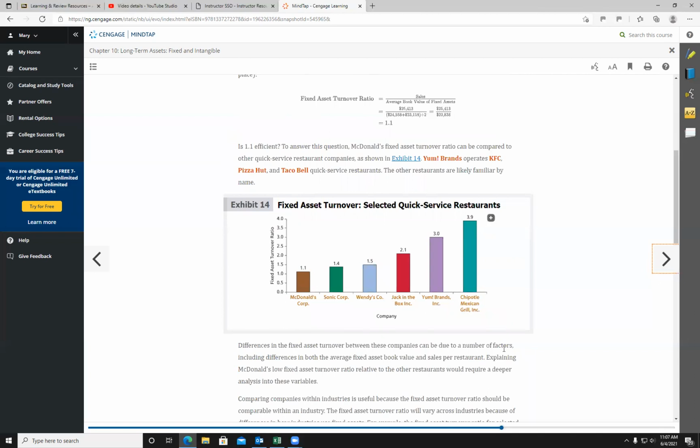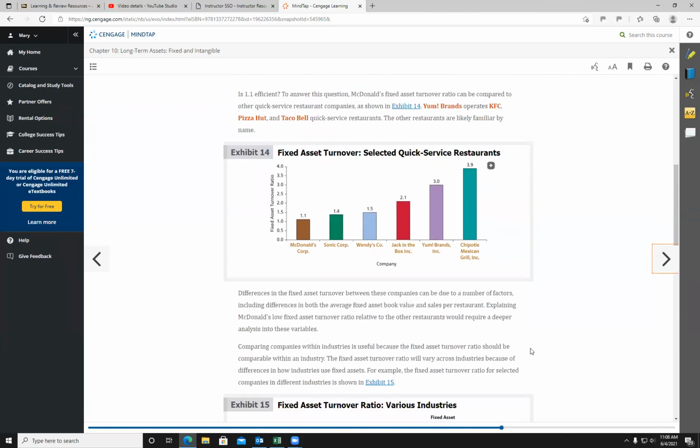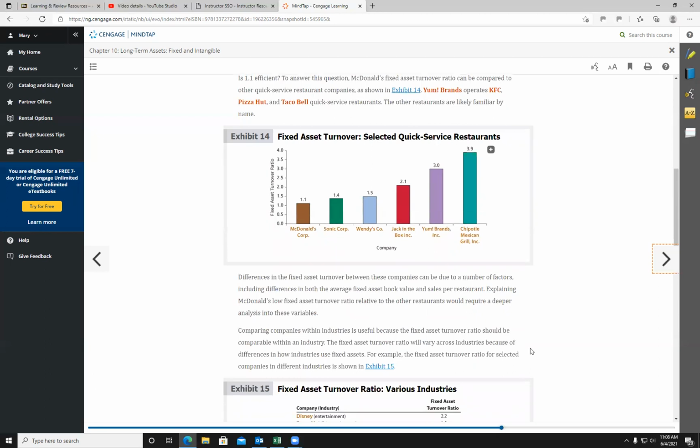Differences in the fixed asset turnover between these companies can be due to a number of factors, including differences in both the average fixed asset book value and the sales per restaurant. Explaining McDonald's low fixed asset turnover ratio relative to the other restaurants would require deeper analysis into the variables. Comparing companies within industries is useful because the fixed asset turnover ratio could be comparable within an industry. The fixed asset turnover ratio will vary across industries because of differences in how industries use their fixed assets.